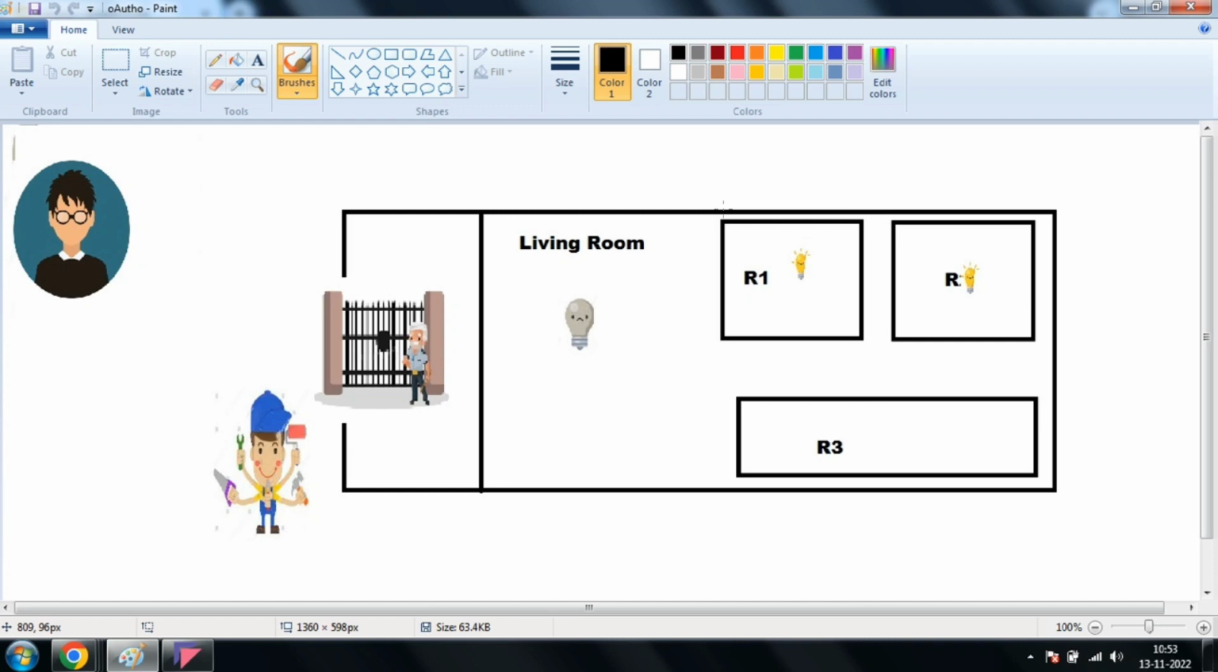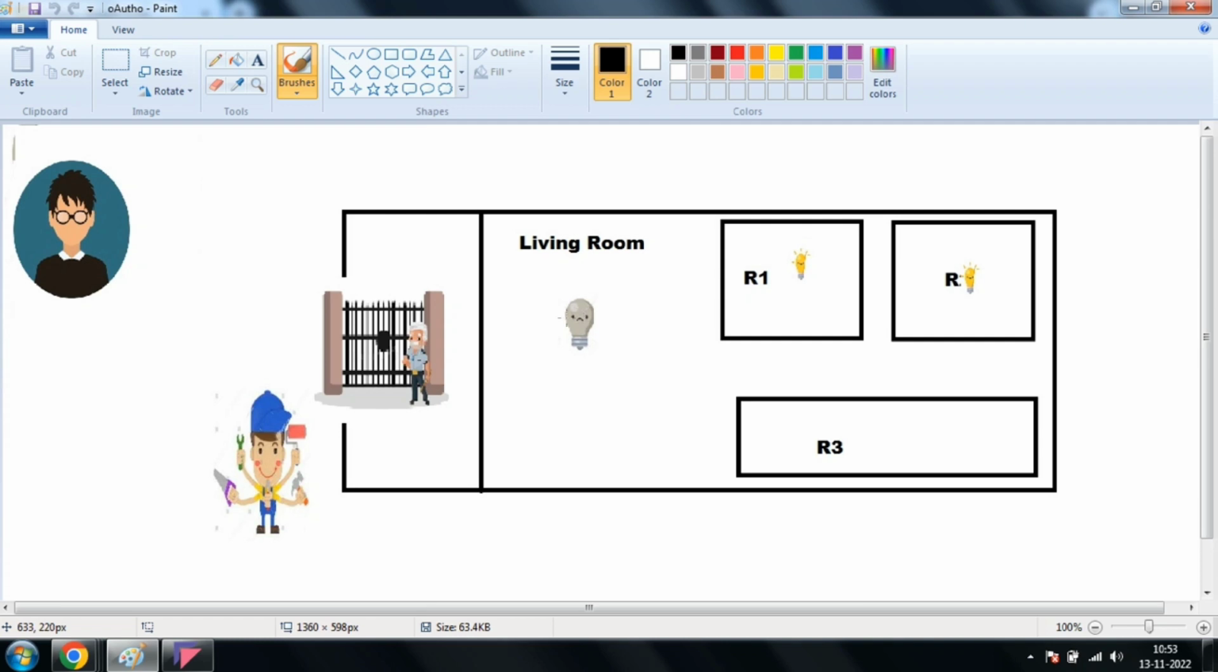Once he's in your premises, he will be allowed to access only the living room, because the issue is in the living room only, and you, as the owner of this house, don't want the electrician to access any other rooms. These rooms, R1, R2, R3, are locked to him. Only the living room is accessible to him.